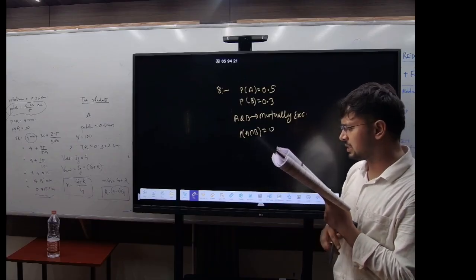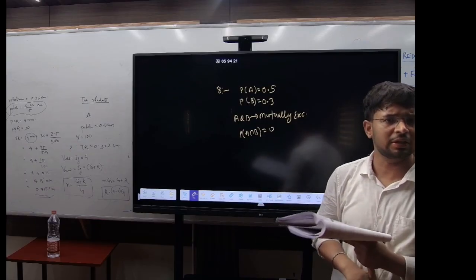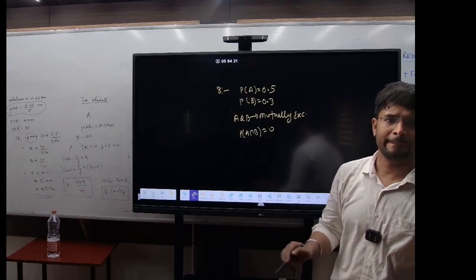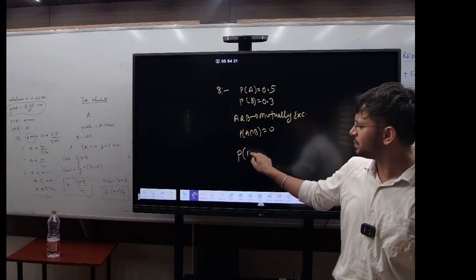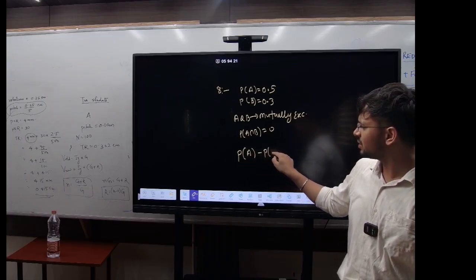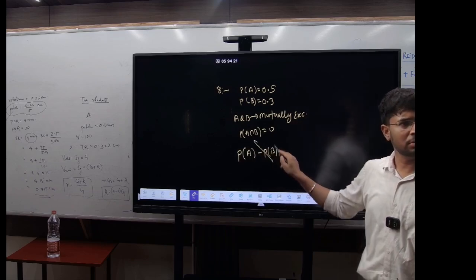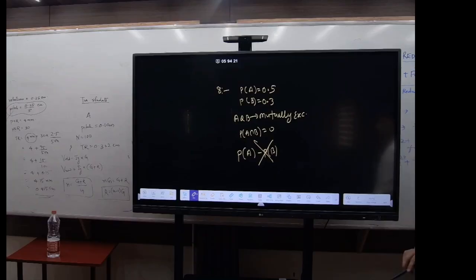What does this mean? Neither A nor B. What is the probability? P of A minus P of B? No. Either A or B means this: P of A, P of B. This is called either A or B. This is called neither A nor B.